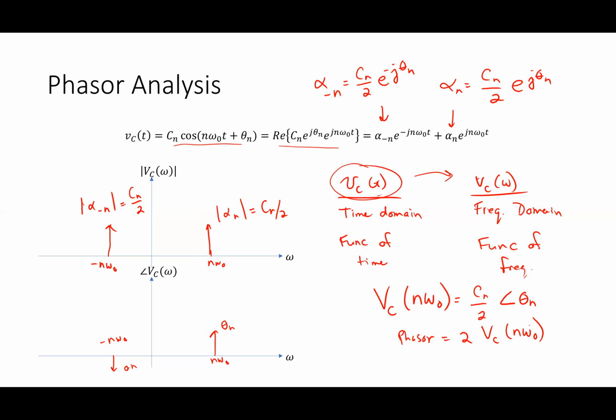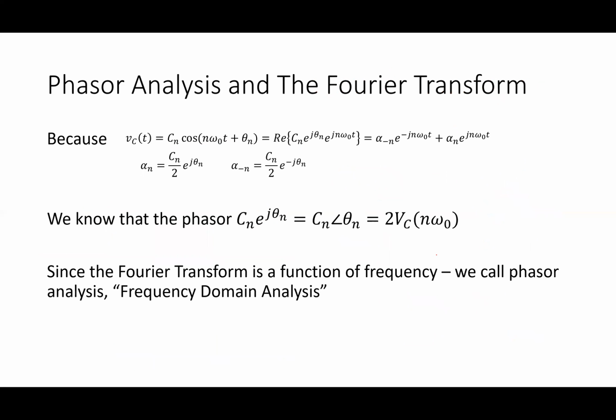So notice what I'm doing. The Fourier transform is a function of frequency. I am evaluating it specifically at omega equal to n omega naught. I'm evaluating it at a particular number. Now, I say all of this to suggest something that I think you guys already know, but essentially the really key result from this is that phasor analysis and Fourier transform are really closely related to each other.